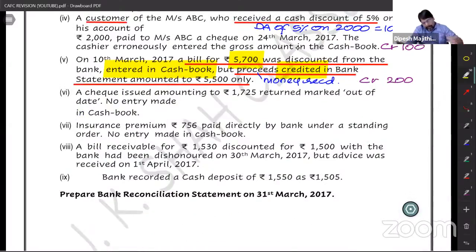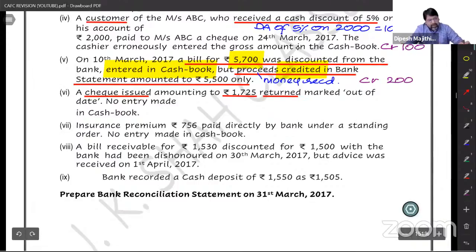So you're doing rectification or BRS? BRS. Now, cheque issued. Cheque issued will come in the cash book on which side? Cheque issued is a payment. Payment will come on the cash book credit side. Therefore, passbook debit side. Cheque issued: cash book credit, passbook debit. Amounting to 1725.